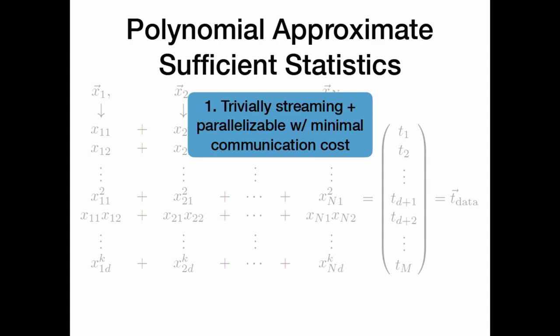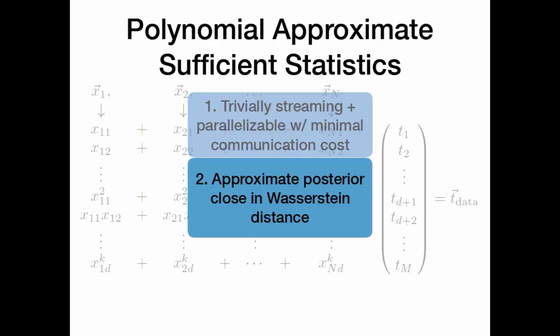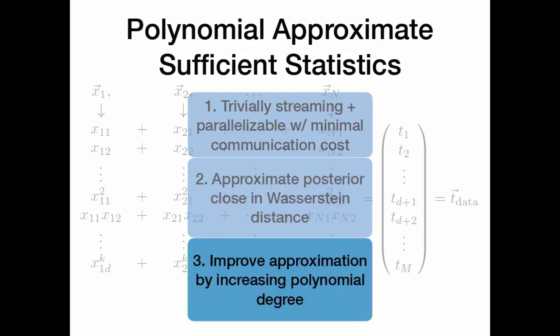It's trivially streaming and parallelizable. There's minimal communication cost. You can use simple map-reduce type methods to calculate these approximate sufficient statistics. In the paper, we prove that this approximate posterior will be close in terms of Wasserstein distance, which means we get guarantees on the accuracy of our mean and uncertainty estimates. And finally, we can always improve this approximation by considering higher order polynomial terms.